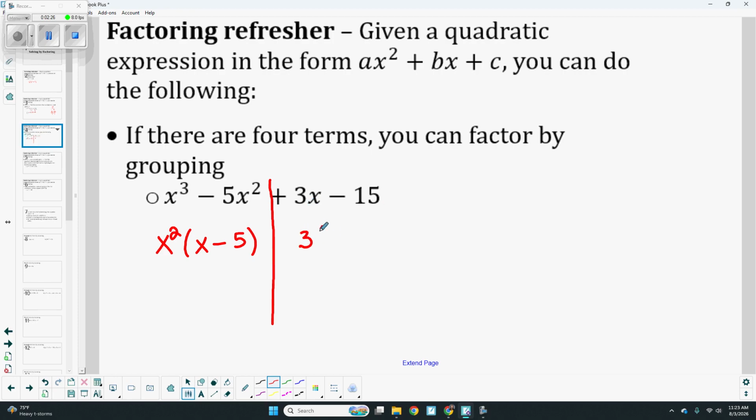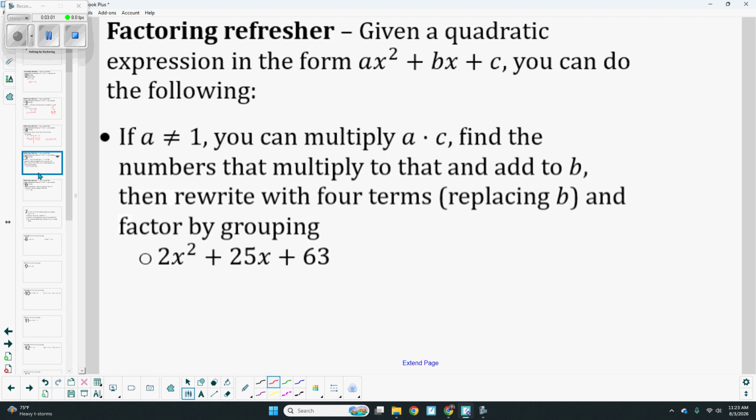So if I take 3 out, 3x divided by 3 is x. Negative 15 divided by 3 is negative 5. If we've done this correctly, we should have a matching pair of parentheses. And if that's the case, that is one of the factors. The other factor is the leftovers, the x squared and this positive 3. So that would be how we factor when there are 4 terms.